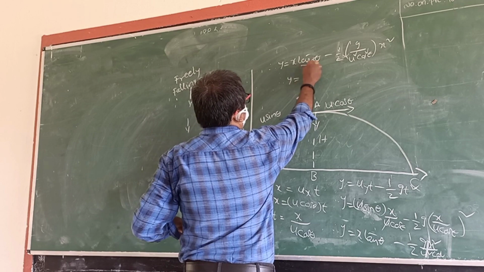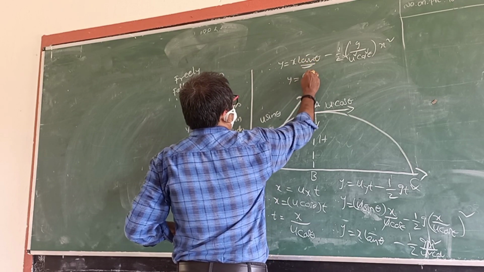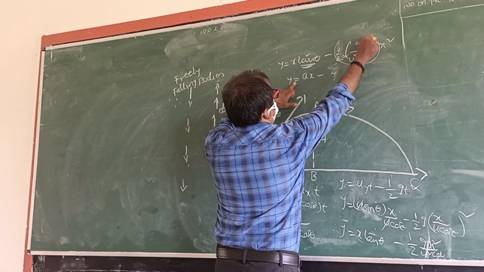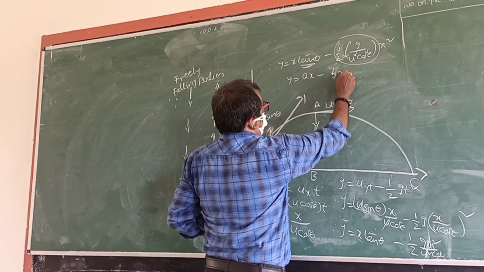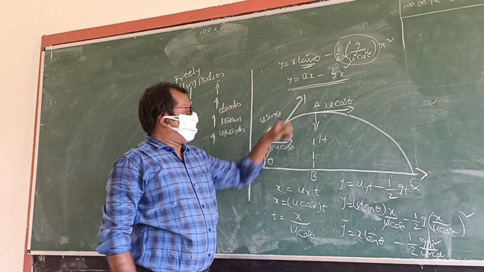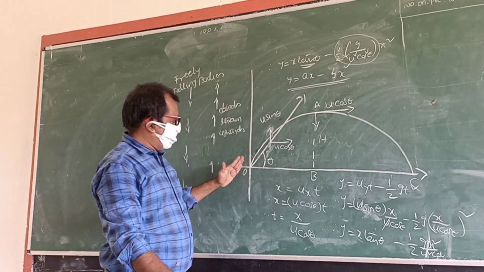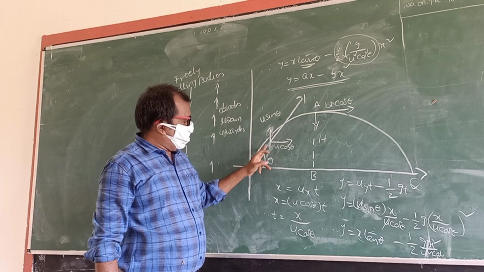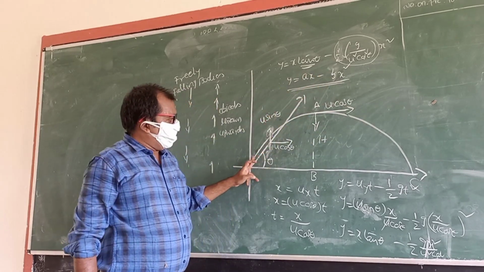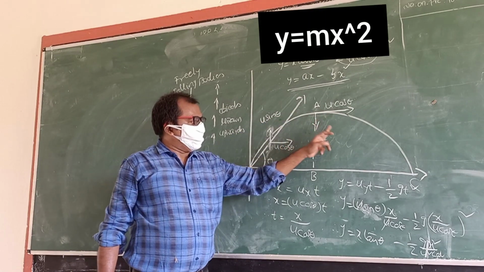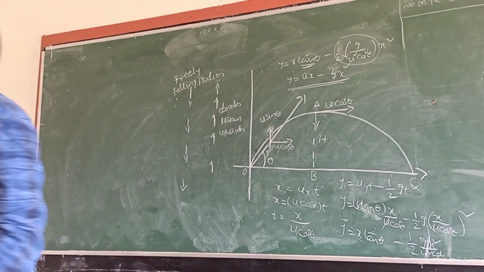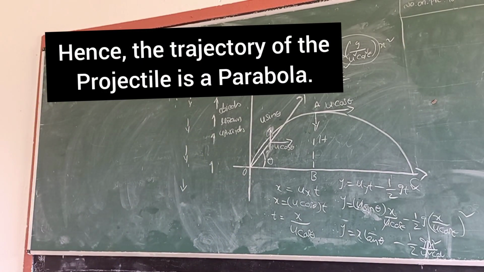Let us consider tan theta equal to a, and 1 by 2 into g by u square cos square theta, let it be b. So y is equal to ax minus bx square. It is in the form y is equal to ax minus bx square. Once the object is projected at an angle other than 90 degrees with the horizontal, it takes the parabolic path. See here, it is in the form of the equation y is equal to a x minus b x square. It shows that the trajectory, or path, of the projectile is a parabola.